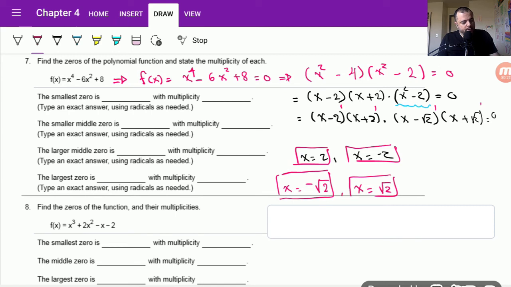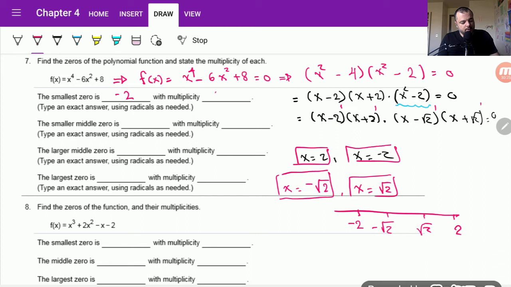So what is the smallest zero? The smallest zero is negative 2 with multiplicity of 1. And the smaller middle zero is negative radical 2 with a multiplicity of also 1. The larger middle zero is radical 2, multiplicity of 1. And the largest zero is, again, positive 2, multiplicity of 1.